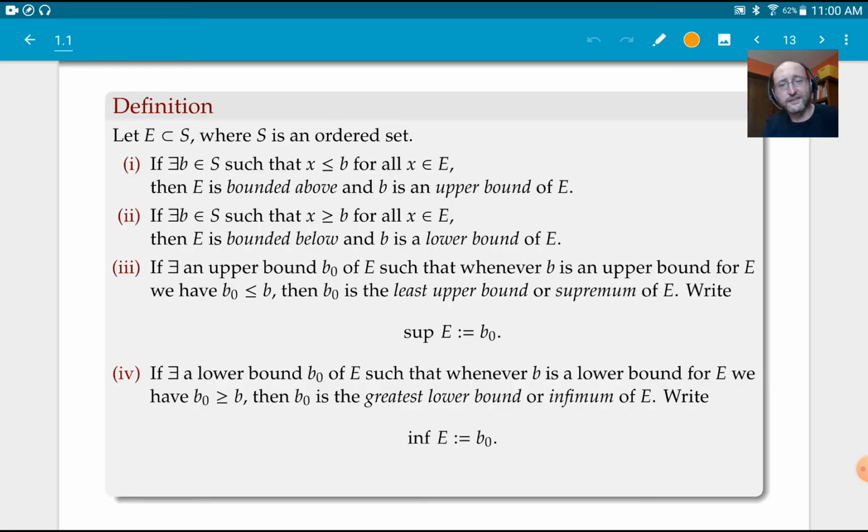And similarly, there's a greatest lower bound. If we have a lower bound that's bigger than or equal to all the other lower bounds, that is the greatest lower bound, or the infimum of E. And we'll write it as inf E.